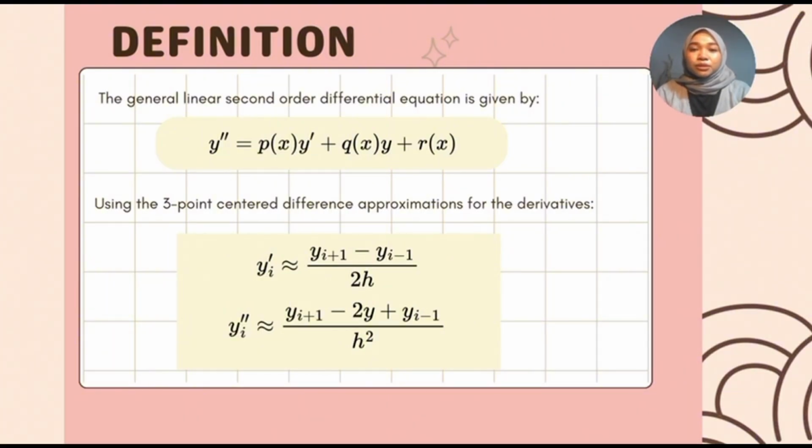When we take these two difference approximations and substitute them directly back into our general second-order differential equation, we get our interior node master equation. By applying this exact master equation systematically to every single interior node along our grid, we transform the continuous differential equation into a structured system of simultaneous linear algebraic equations.